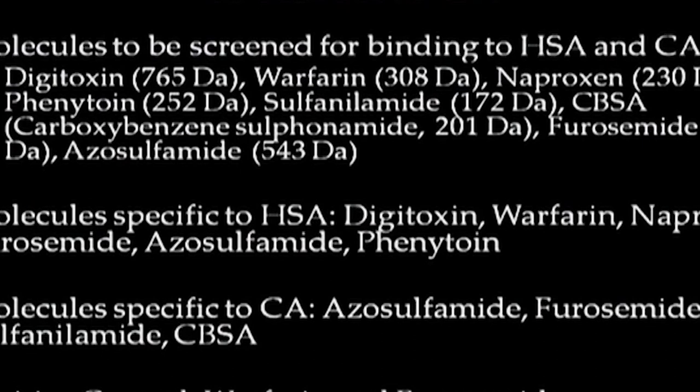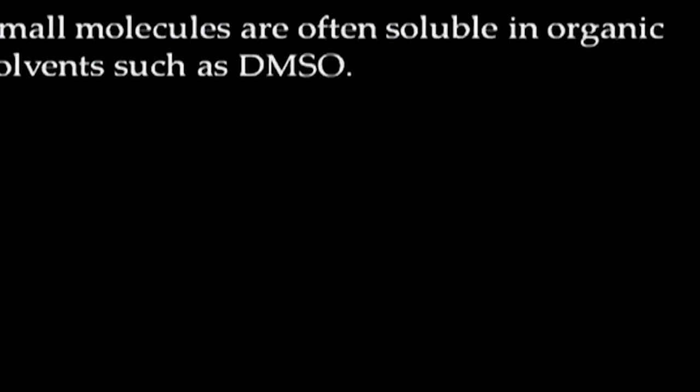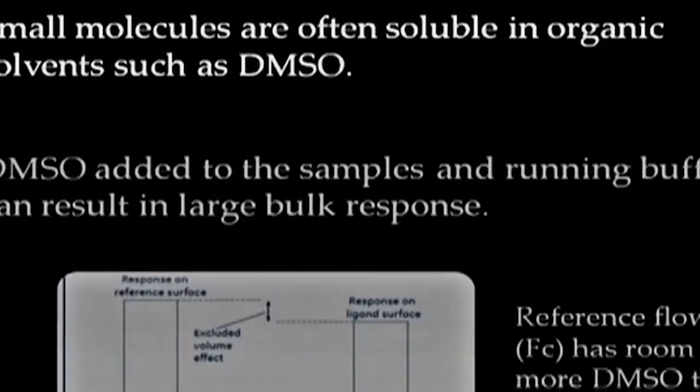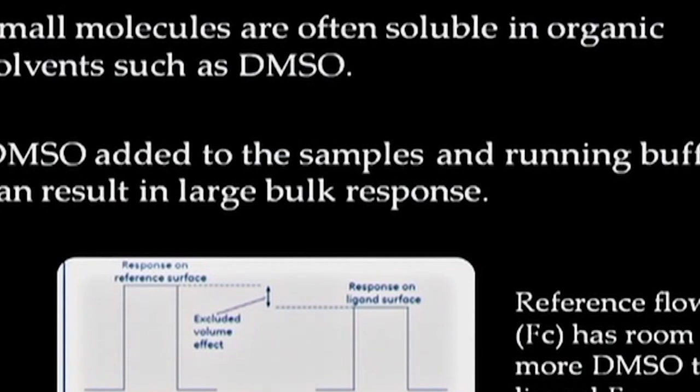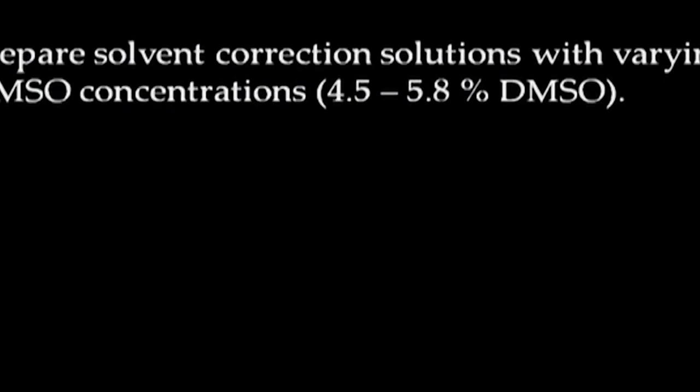We will also use 5% DMSO in running buffer as negative control. Since small molecules are often soluble in organic solvents such as DMSO, and so are these drug molecules, it can result in large bulk responses since the reference flow cell has room for more DMSO than the active flow cell with ligand. That is why we need to prepare a solvent correction curve by preparing solvent correction solutions with varying DMSO concentrations, which will range from 4.5% to 5.8% DMSO.